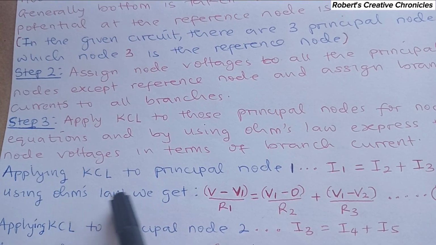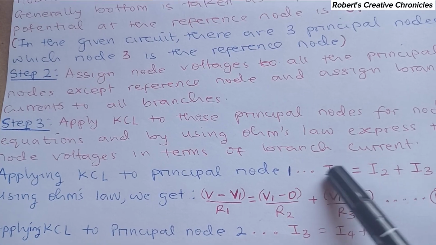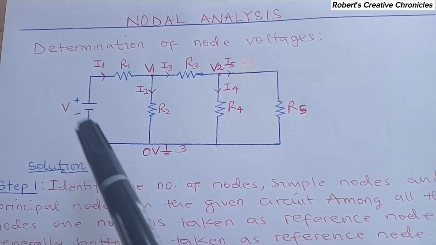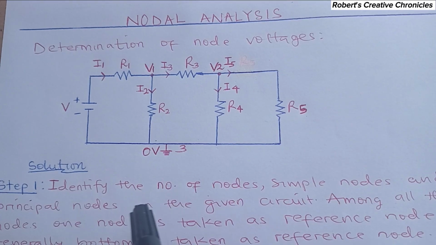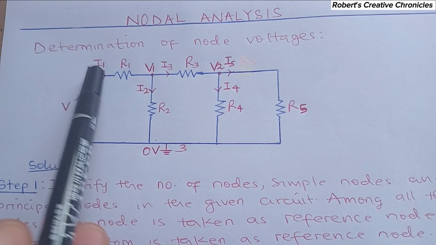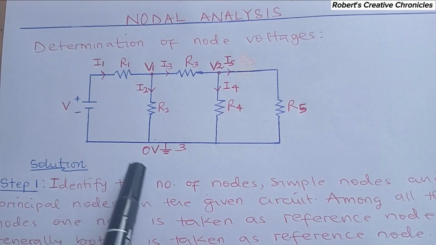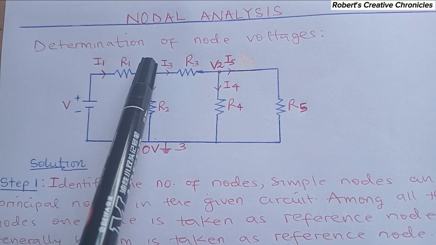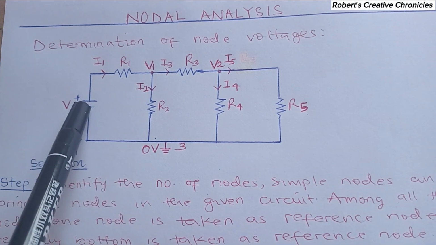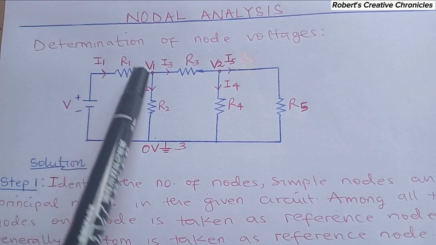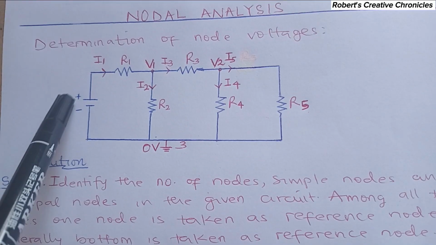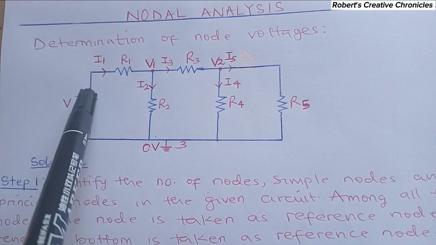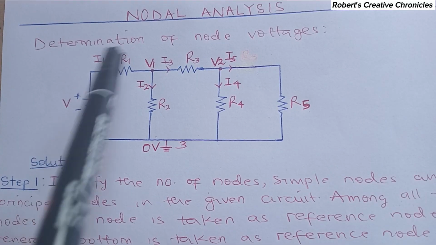Then, using Ohm's law, we apply it to I1 in this circuit. Current I is voltage over resistance according to Ohm's law. Current flows from higher to lower potential, so the current I1 will flow from V to V1. That means V is at a higher potential than V1, so this one will be positive, this one negative. The voltage across this resistor R1 is V minus V1.